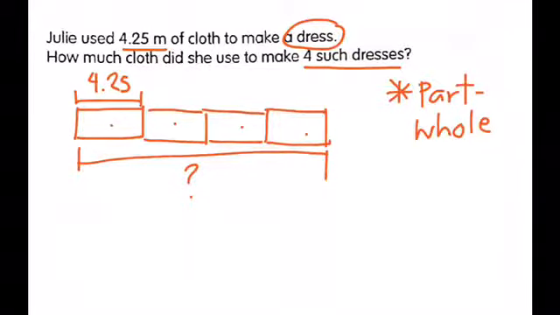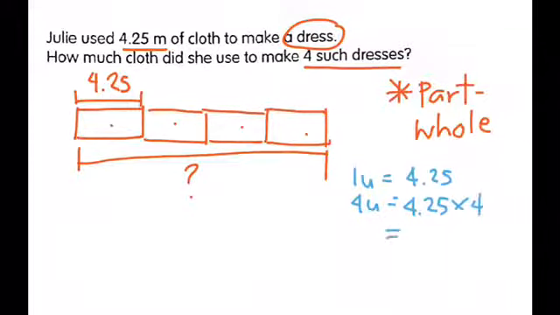So in a given bar, we know that 1 unit is the same as 4.25. And we would be needing 4 units to solve the problem. So what are we going to do to get 4 units? We simply multiply 4.25 by 4. That would be our plan. Again, do not forget to show your workings as you work through the given problem. So 4.25 times 4.